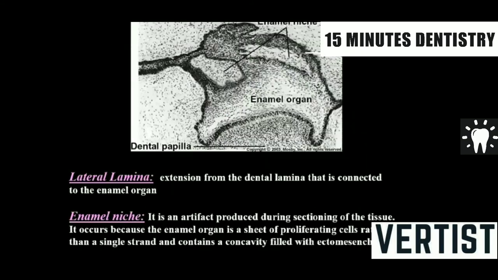The enamel niche is nothing but an artifact produced during sectioning of the tissue, and it occurs because the enamel organ is a sheet of proliferating cells rather than a single strand, and contains a concavity filled with ectomesenchyme. In this section you can see there is a central connective tissue core which is labeled as the enamel niche, and it is produced because of sectioning.